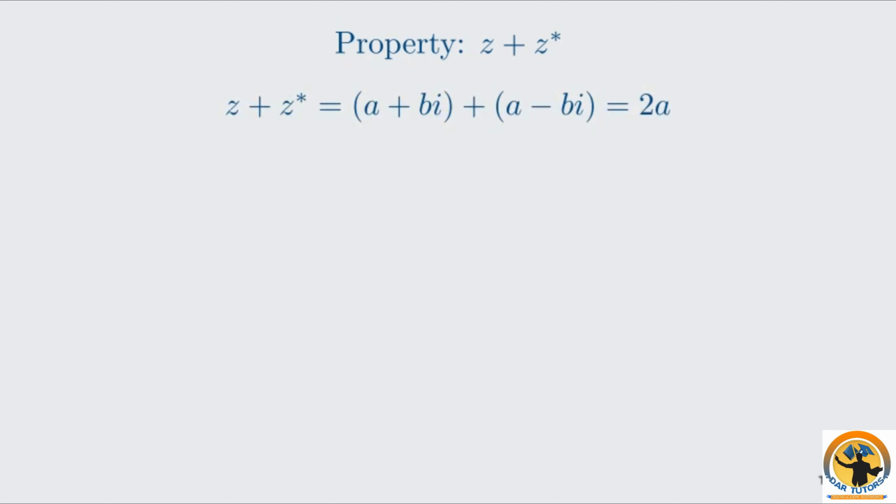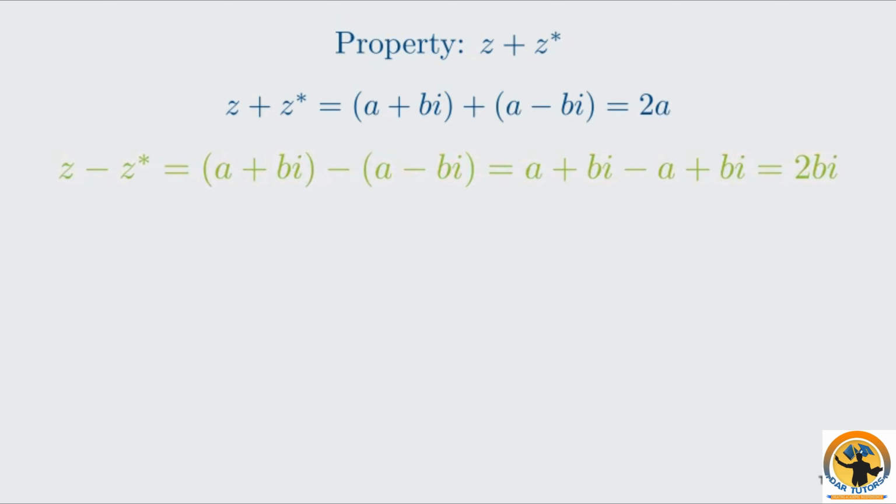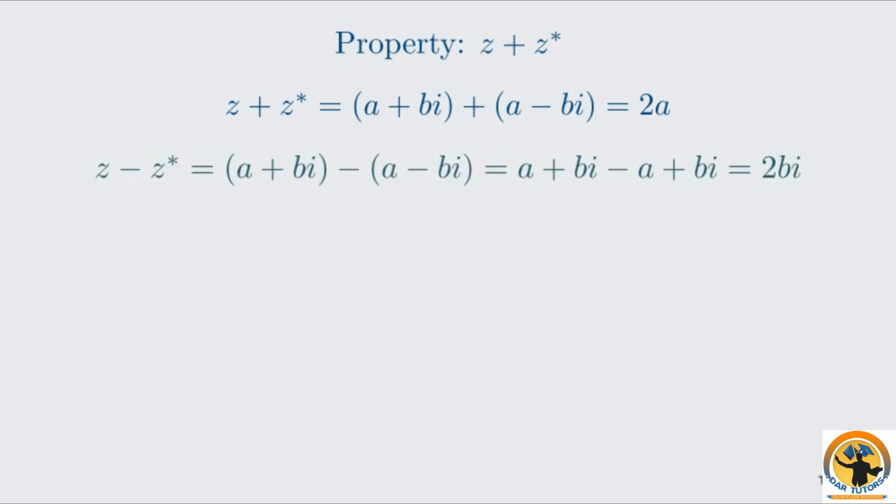Take a moment to consider. What would happen if we found the difference between a complex number and its conjugate, that is z minus z star? Let's work it out. z minus z star equals a plus bi minus a minus bi. This expands to a plus bi minus a plus bi. Here the real parts, a and negative a, cancel. We are left with 2bi. This is a purely imaginary number. So the difference between a complex number and its conjugate is always purely imaginary.